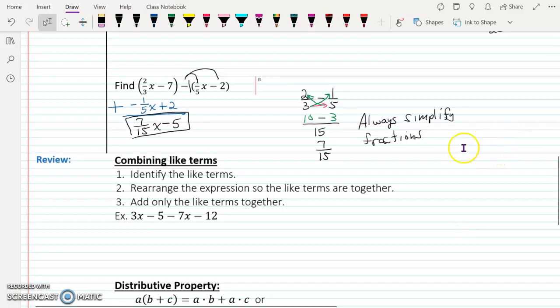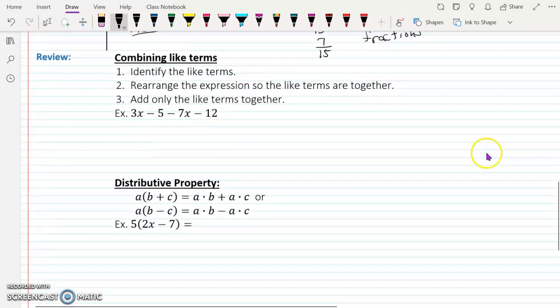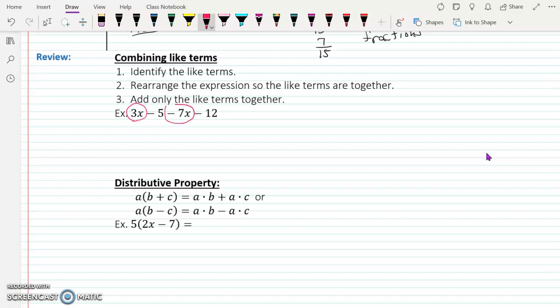Okay, now for a quick review of things we've already covered earlier in this unit. And the first one would be combining like terms. So to combine like terms, our first step is to identify the like terms. So I see here that I have a 3x and a negative 7x, and those are alike because they both have an x raised to the same power. They're both raised to the first power. And then I also have a negative 5 and a negative 12 that I'll put together.